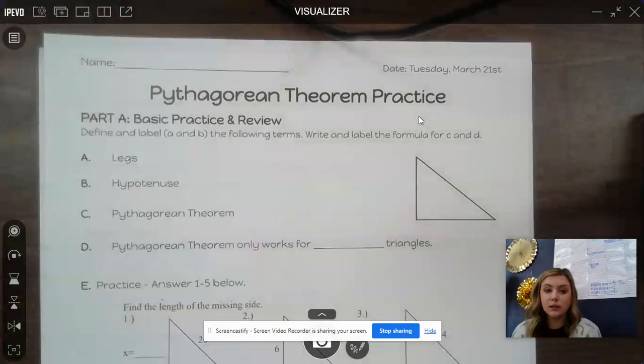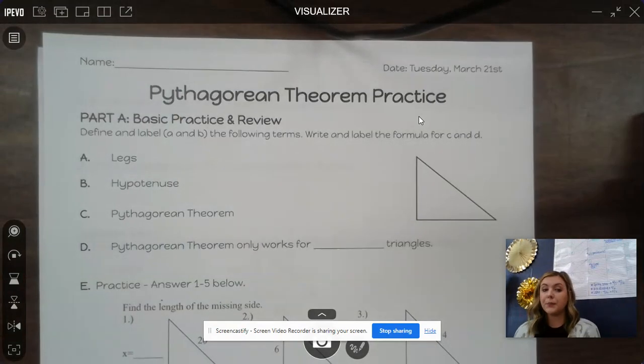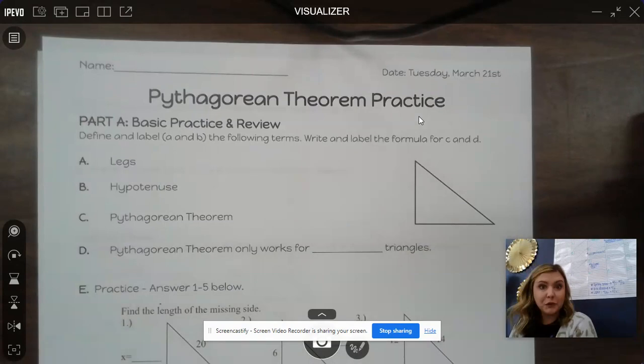The biggest thing that we need to remember for Pythagorean theorem is that when we get a number squared, the opposite of something squared is the square root. It is not division, okay? It is getting the square root. So let's go over that. Let's go over all of it right now.